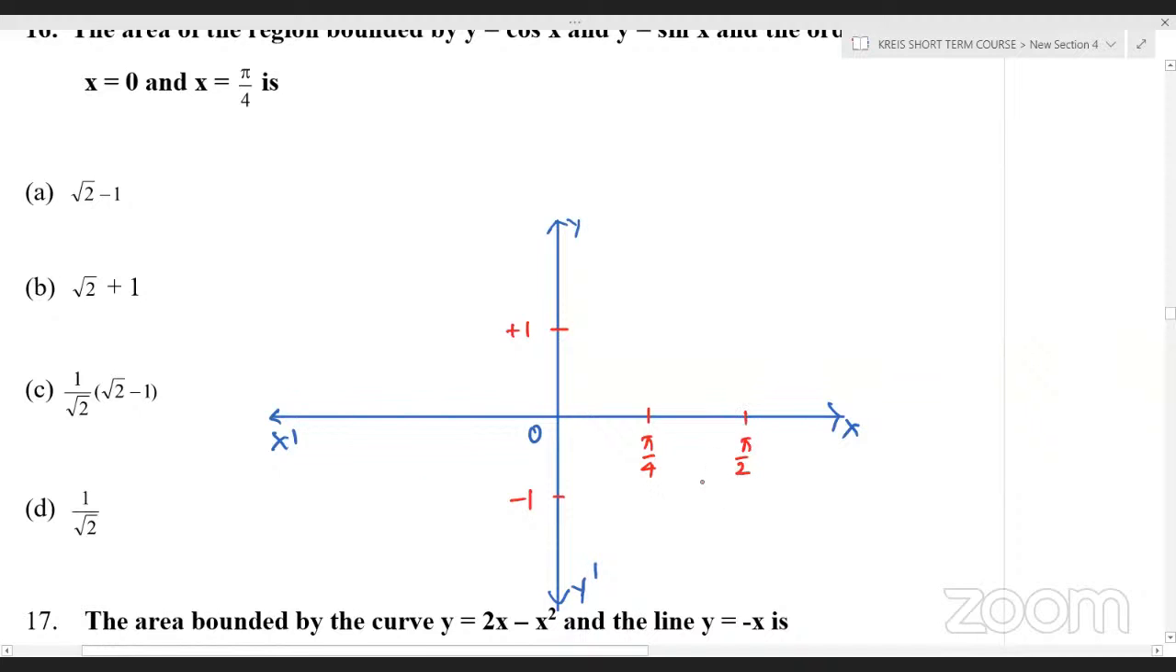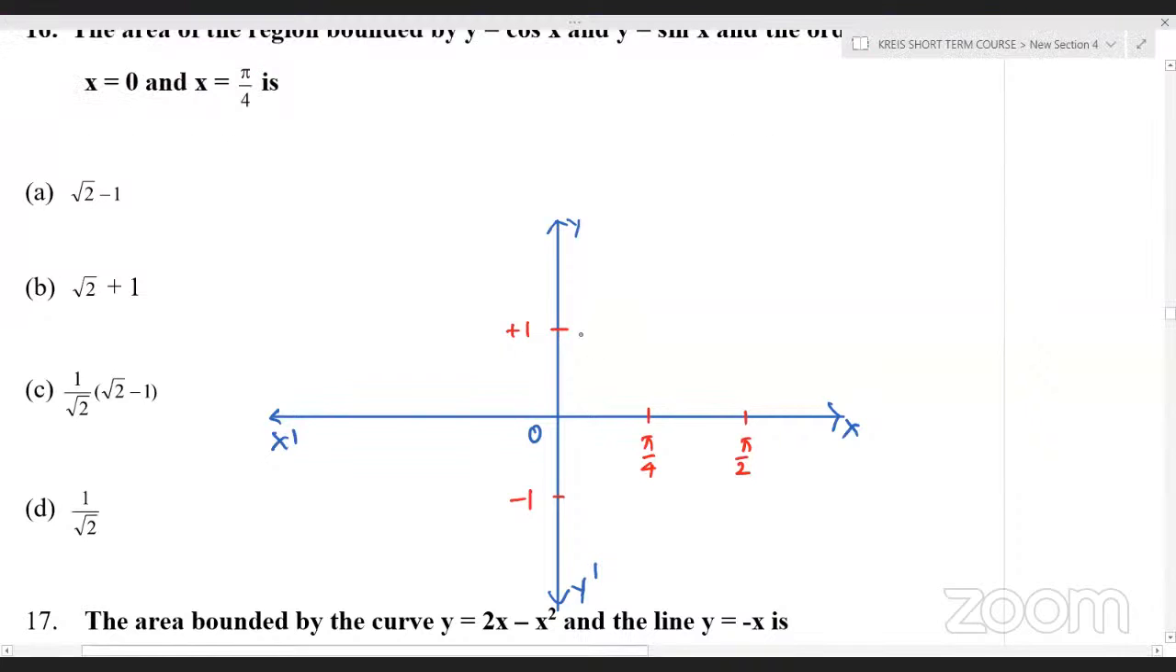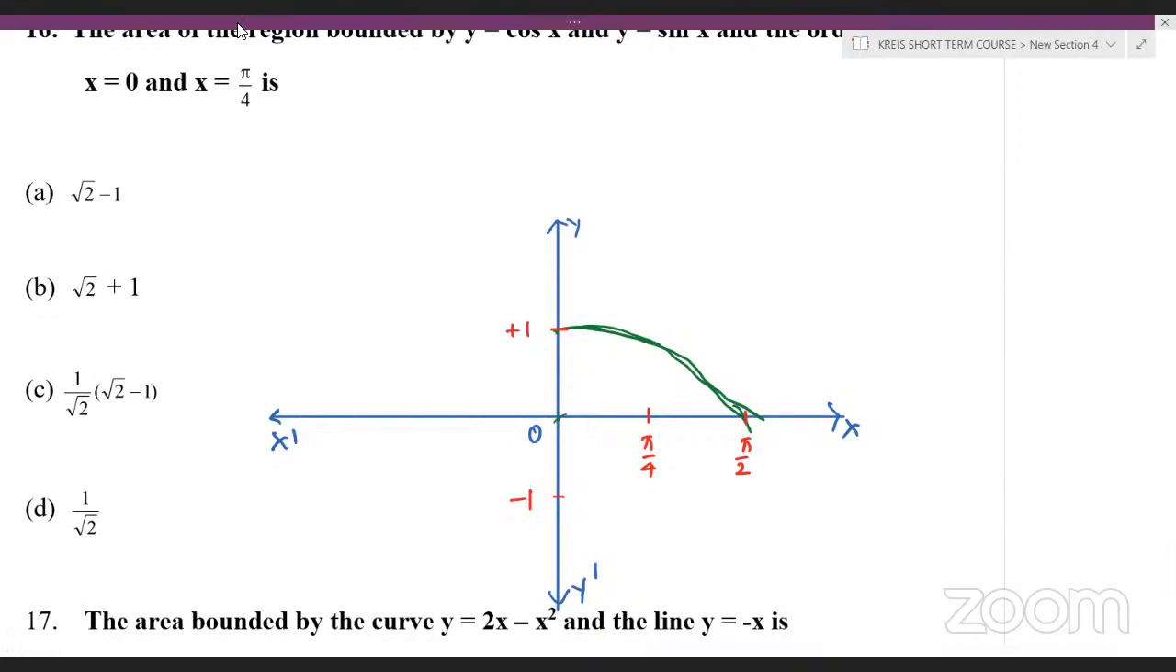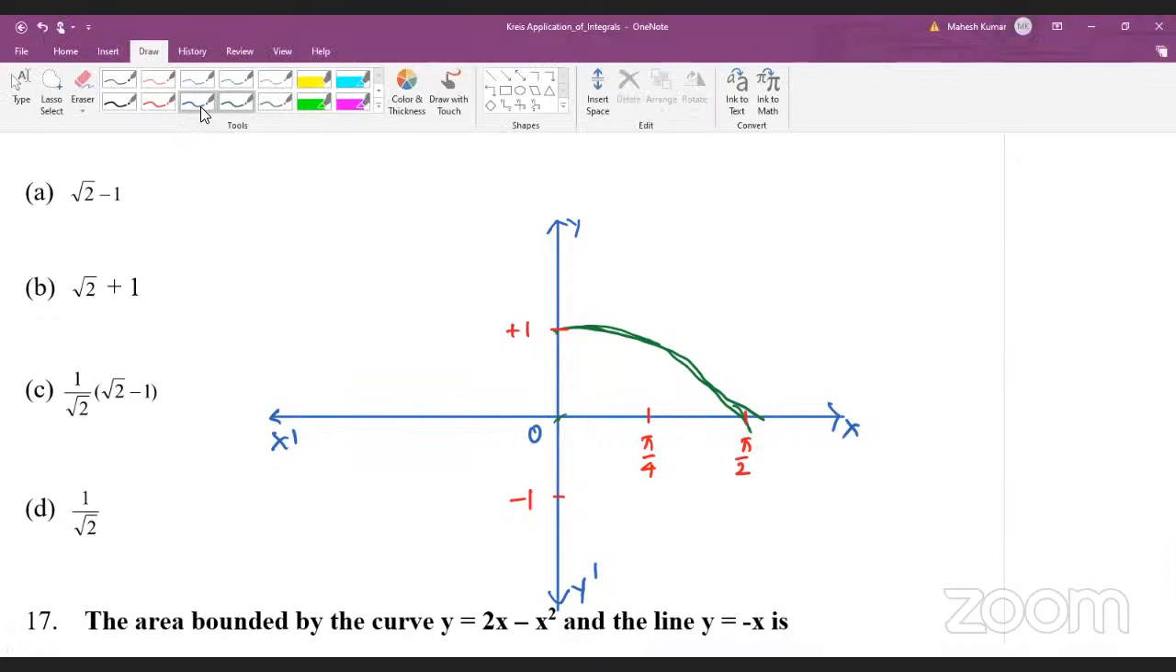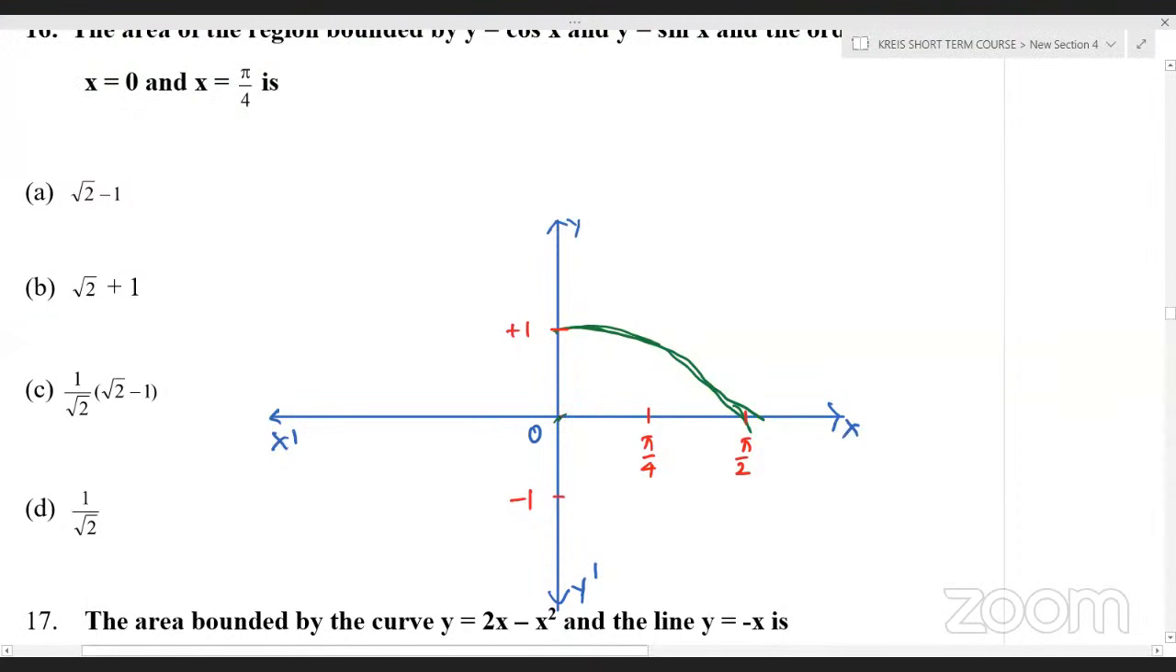Let us write. Now we will draw the graph of both curves. You can observe here, the cosine function, when x is 0 it is going to be 1. When x is pi by 2 it is going to be 0, like this. So sine, when it is 0 it is 0, and when it is pi by 2 it is going to be -1, so that the curve goes like this.